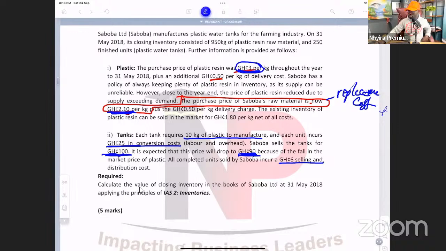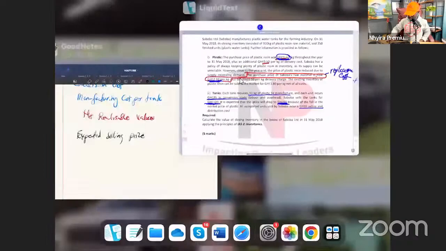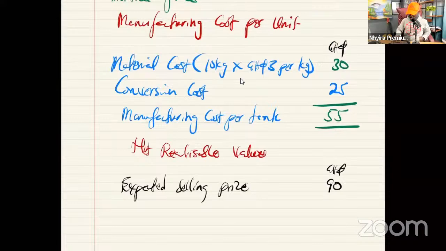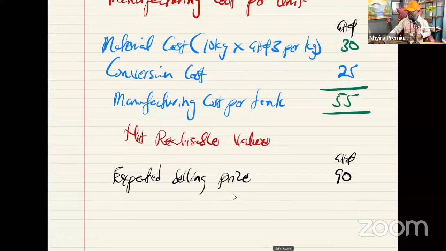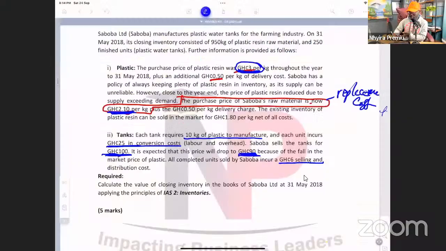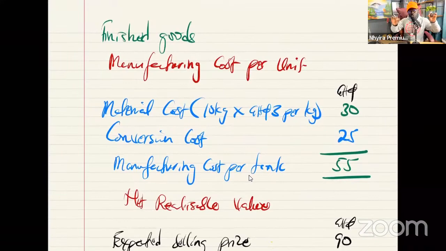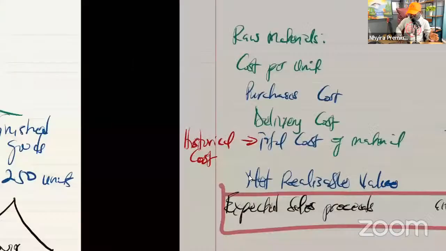Please take the cost side again. Which cost side are you talking about here? We are saying that the manufacturing cost is our direct material costs, which is 10 kilogram per tank times 3 Ghana cedis per kilogram. That is given directly in the question, so we pick it up. Then our conversion cost is given at 25. So we add that up, it gives us 55. But we are valuing finished goods, so we have to value the finished goods at lower of cost and net realizable value.